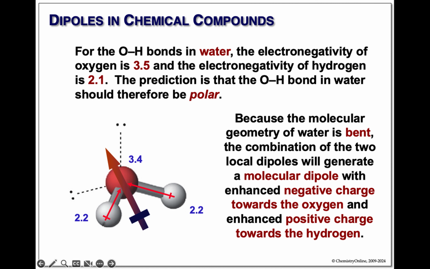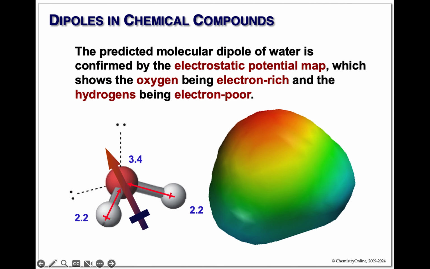Now, we can check this out by calculating the electrostatic potential map for water. When we do that, it looks like this. And by George, big blue bottom, red top, here's our dipole. So the simple conclusion here is that water is a very polar substance, very polar molecule.